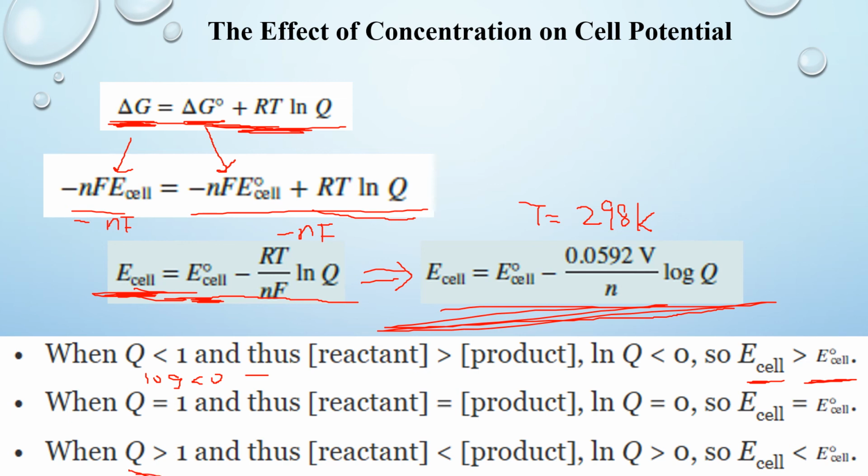When Q is greater than 1, that means natural log Q and log Q are greater than 0, so that makes this term positive. So your E cell here is less than the standard E cell. And when Q is equal to 1, that means standard condition, where the activity of everything is equal to 1: 1 molar, 1 atm. So the E cell is equal to the standard E cell. That's the standard state.